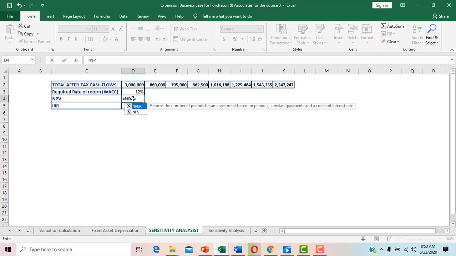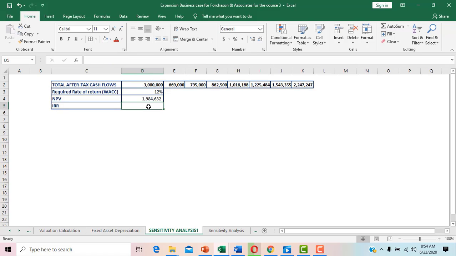Next to be calculated is going to be our net present value. Our net present value requires firstly the interest rate, then we are going to include all the total after-tax cash flows from the first year right up to the 7th year. Then we close our bracket and we add our initial investment. This gives us our net present value. Next to be calculated is our internal rate of return. Our internal rate of return basically requires us to extrapolate all the values of our total after-tax cash flows from period 0 right up to the last period.